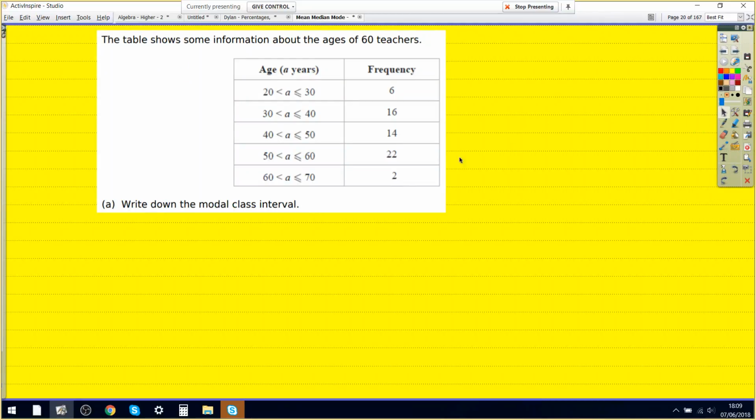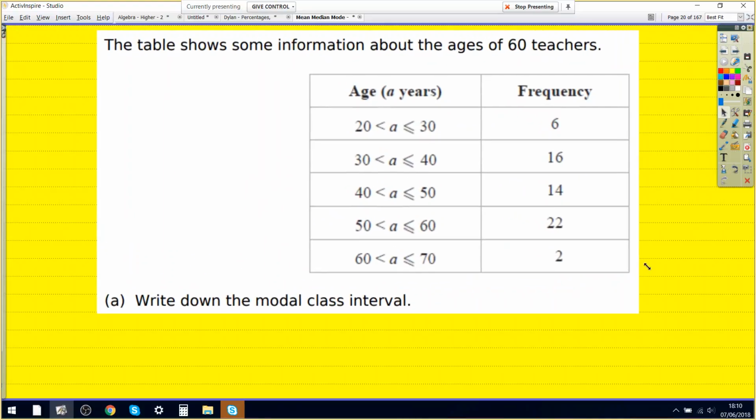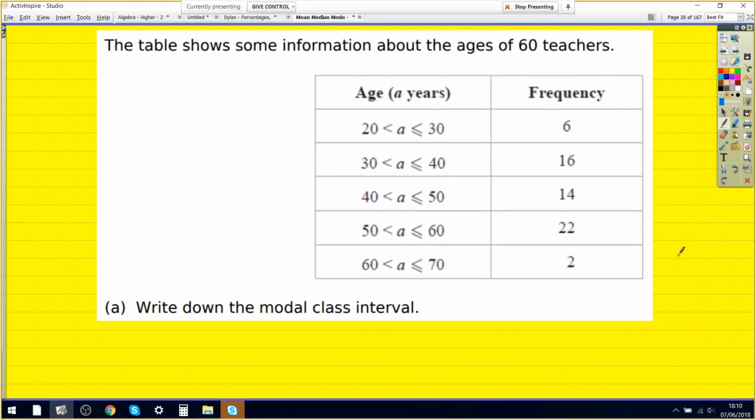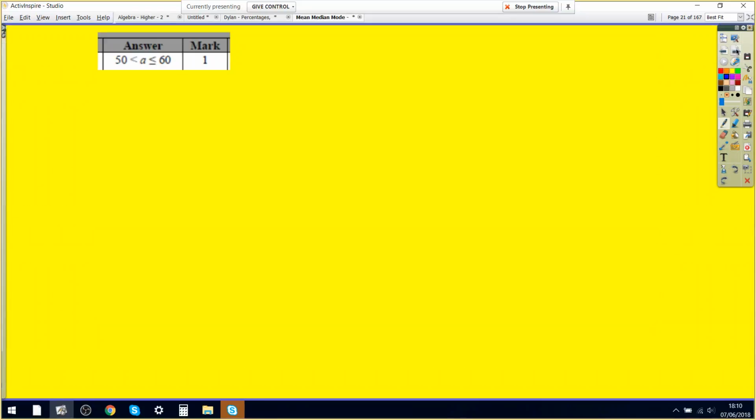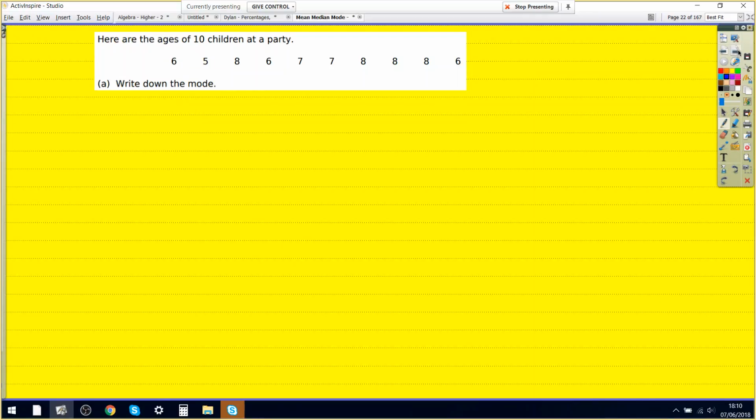This one is the ages of teachers. What is the modal class interval? 50 to 60. Correct. It's just 50 to 60. That's it. And that's what it looks like. That's what the answer looks like.